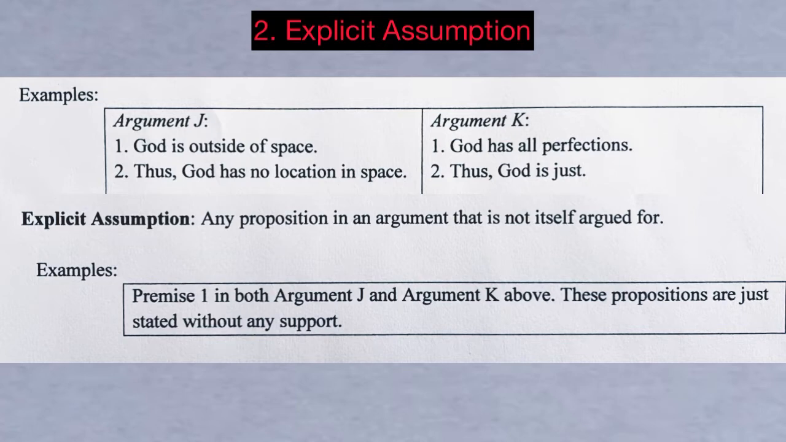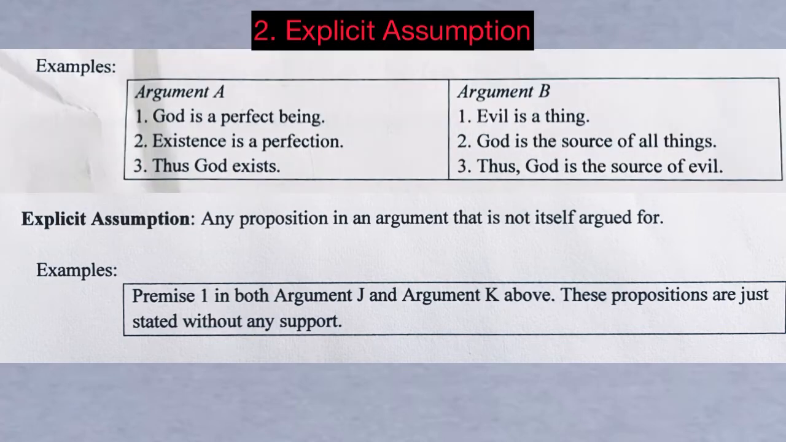If we go back for more examples and look at argument A and argument B that we considered earlier, argument A ran as follows. God is a perfect being. Existence is a perfection. Thus, God exists. There are propositions in this argument that are not argued for, namely the claims in 1 and 2. God is a perfect being. It's a proposition in an argument, but there's no argument given for it. Thus, it's an explicit assumption. Premise 2, existence is a perfection. It's a proposition in an argument. It's not itself being argued for. There's no further evidence given for it. Thus, it as well is an explicit assumption.